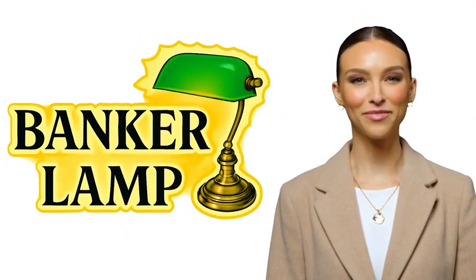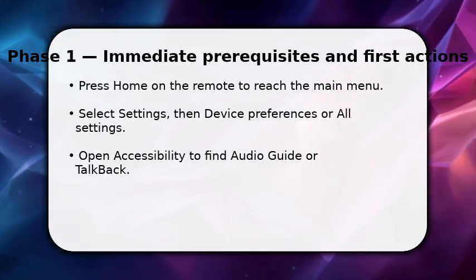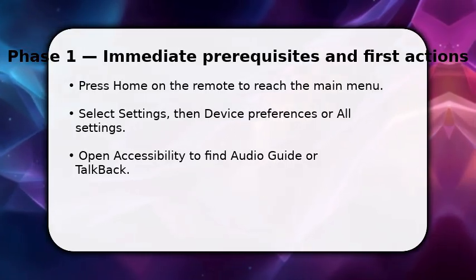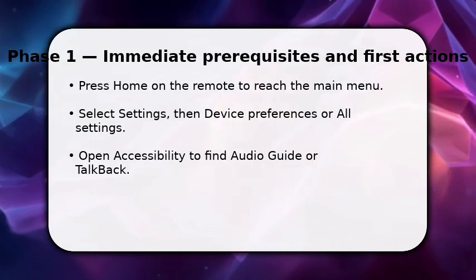Please enjoy the video. You're starting inside the TV interface, so press Home on your remote and move to Settings right away. Once there, choose Device Preferences or All Settings. This keeps you in the system layer where accessibility lives.